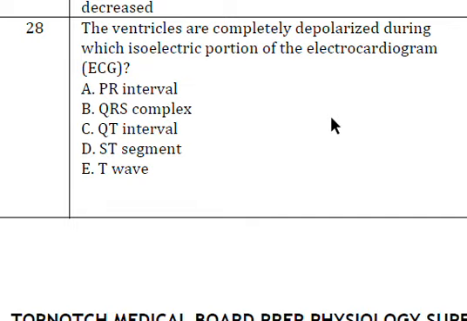And the 28th question. The ventricles are completely depolarized during which isoelectric portion of the electrocardiogram? A. PR interval, B. QRS complex, C. QT interval, D. ST segment, E. T wave. And the answer is D. ST segment.